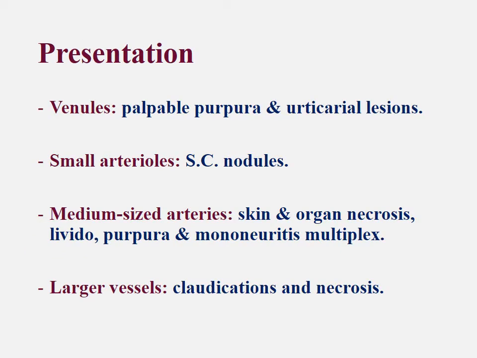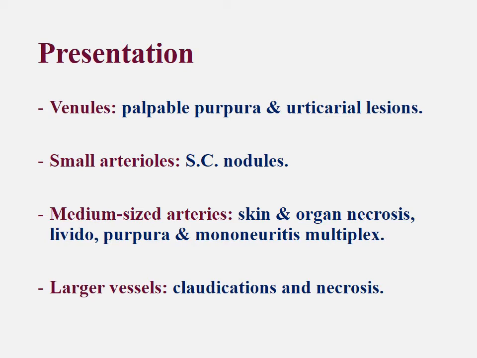And here the clinical presentation shows palpable purpura and urticarial lesions. Maybe small arterioles, and here the clinical presentation includes subcutaneous nodules. Yes, maybe with palpable purpura and urticarial lesions too. But the subcutaneous nodules are here diagnostic for affection of small arterioles.